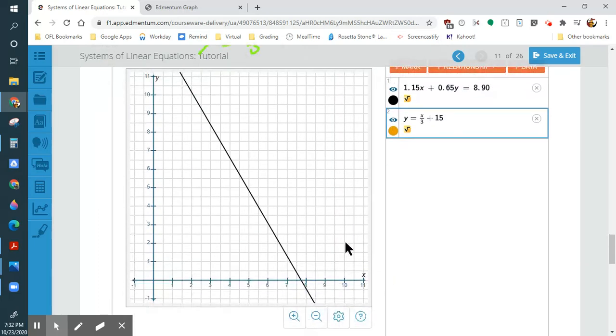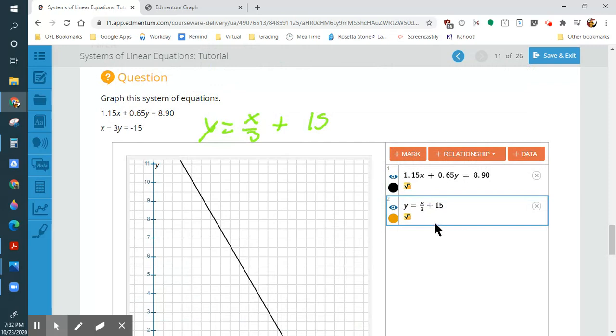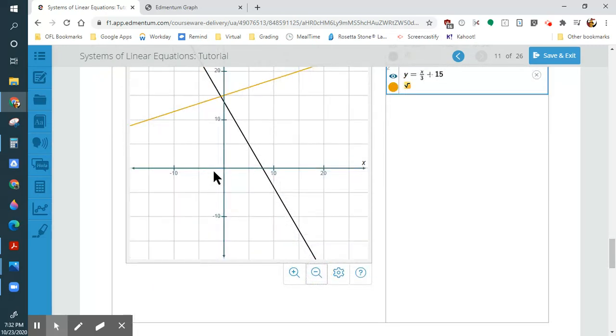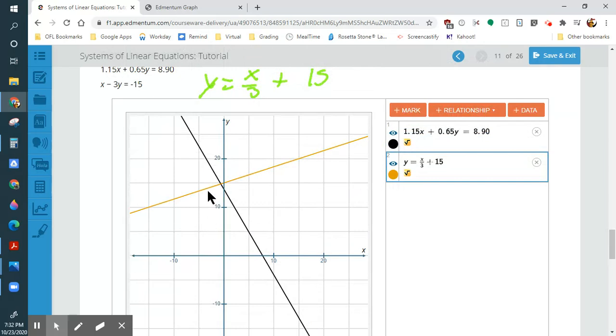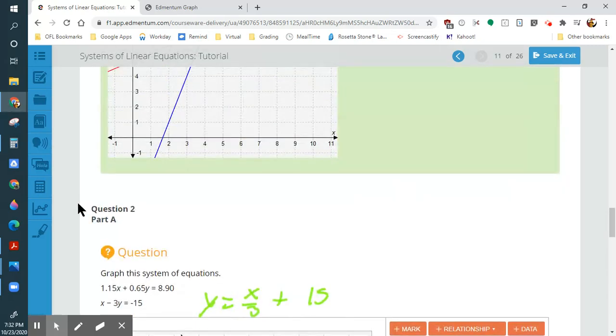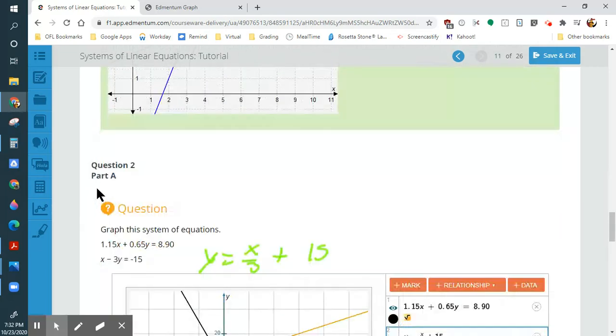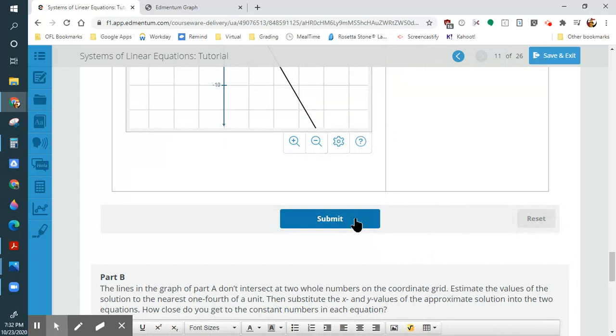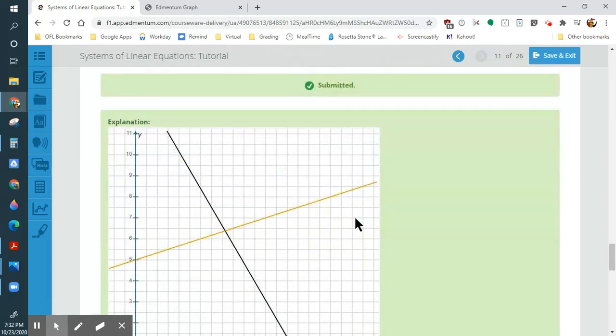I don't see it. Zoom out. Oh, there we go. So we had to zoom out for that one. So as we see here, what's happening is they intersect, but they intersect at the negative. And that's fine. Sometimes you get negative. Sometimes negatives are not appropriate answers. So let's put that in.